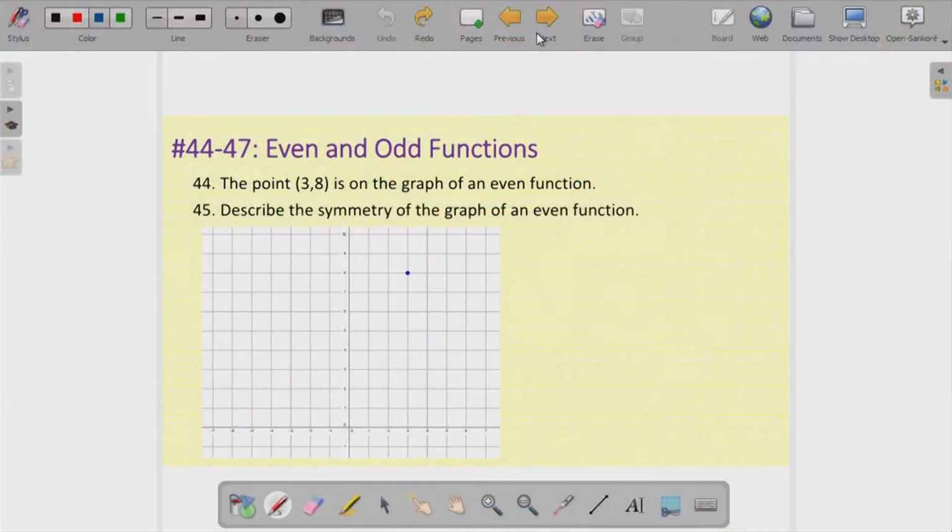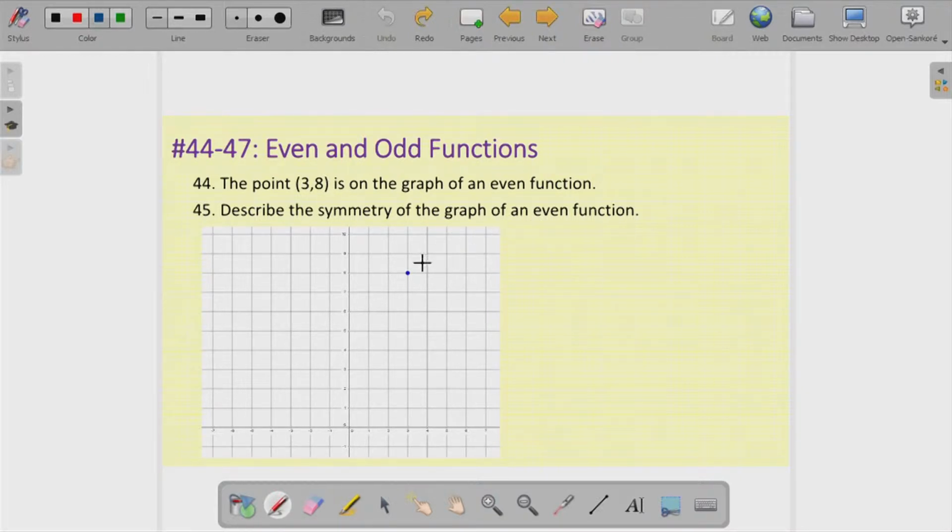Let's take a look at 44 and 45 together. Let's look at what even functions mean for our lives. The point (3, 8) is on the graph of an even function. Well, what does that mean for my life? I've got a nice picture here: (3, 8) is on an even graph. And actually, let's be mavericks again and think about question number 45 before we answer 44. In fact, maybe they should have come in that order, right? We need to understand what an even function means in order to answer this first question.